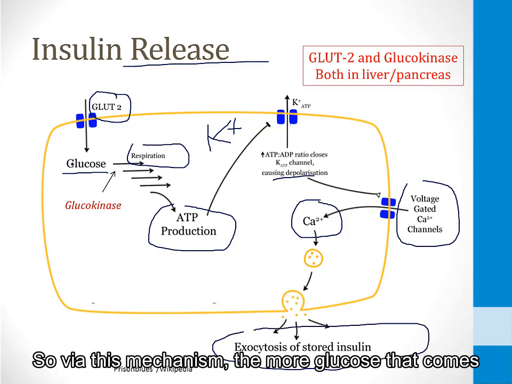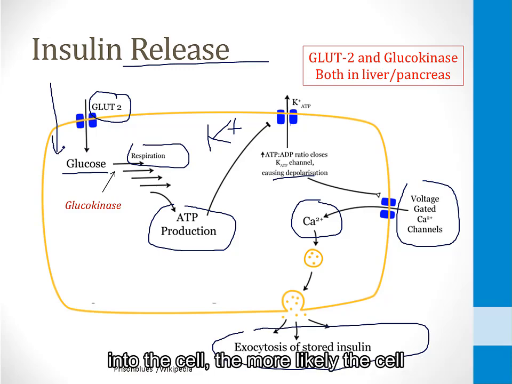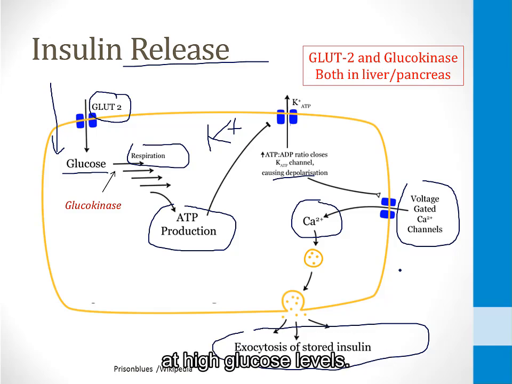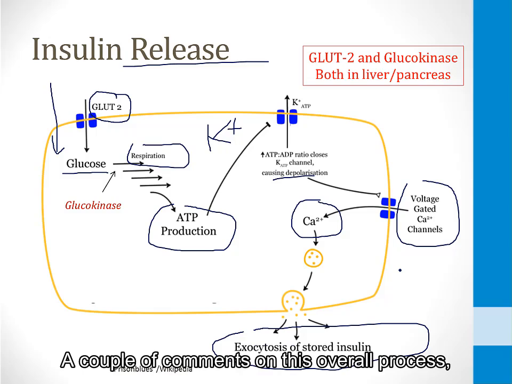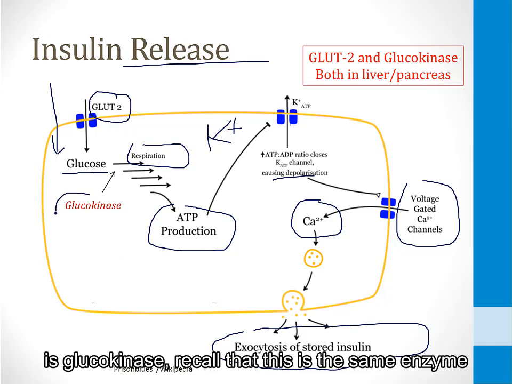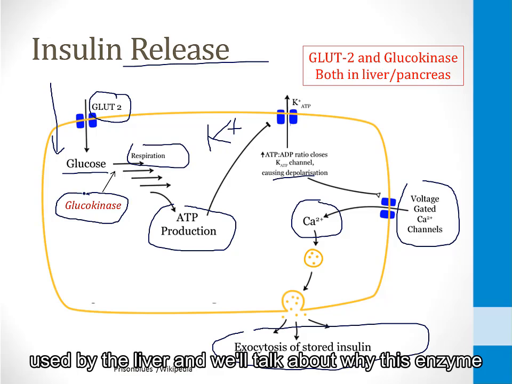So via this mechanism, the more glucose that comes into the cell, the more likely the cell is to release insulin, and that's how insulin gets released in response to a meal and high glucose levels. A couple of comments on this overall process. The first enzyme for glycolysis in the beta cell is glucokinase. Recall that this is the same enzyme used by the liver, and we'll talk about why this enzyme is important in a minute.